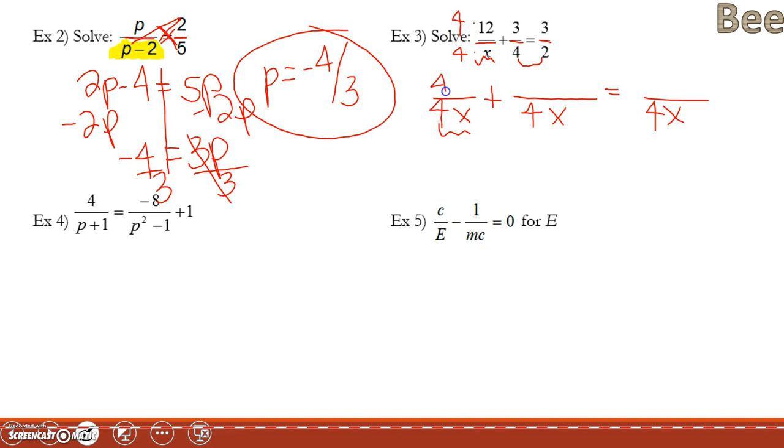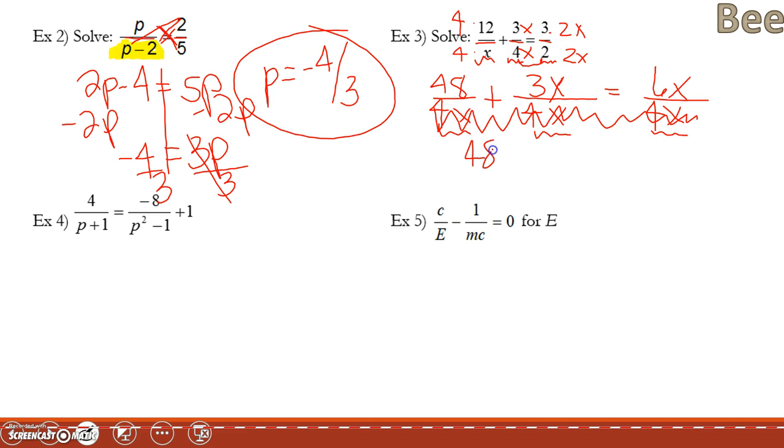So 4 times 12 is 48. And the next one, I compare this next one. It's missing the x. So now I have 3x on top. And then I compare the last denominator. It's a 2 and I need a 4x. So to get that, I multiply by 2x. So 6x. After I get that, I can cross out the bottoms. And I'm just left with the tops that I need to solve.